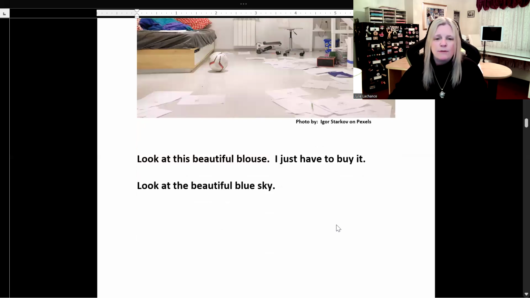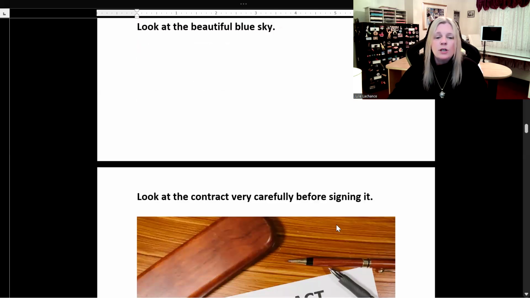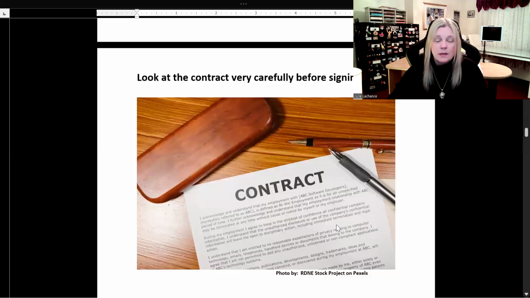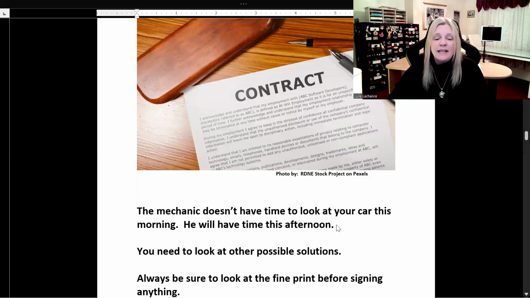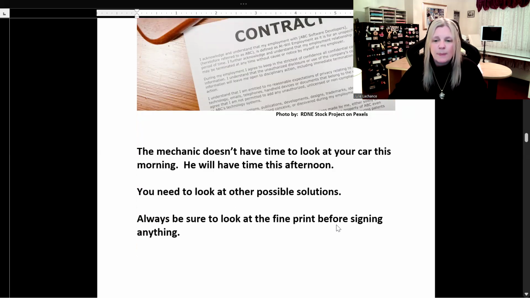Look at this beautiful blouse. I just have to buy it. Look at the beautiful blue sky. Look at the contract very carefully before signing it. The mechanic doesn't have time to look at your car this morning. He will have time this afternoon.